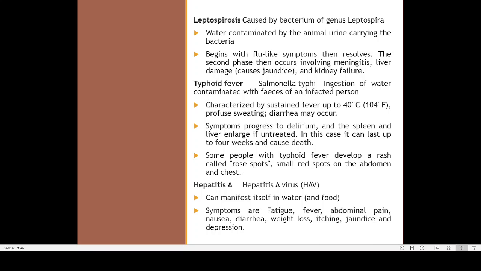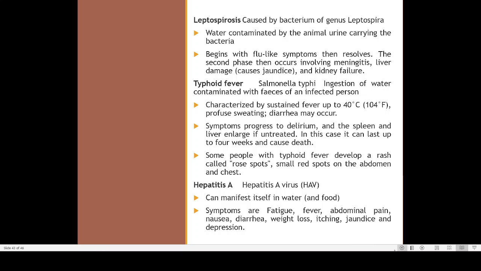Now here you can see it is spreading by direct contact, infected food and sewage contamination. And these are the problems. There will be jaundice, nausea, and abdominal pain. These are some of the complications of hepatitis A. Most of the time it enters your body through contaminated water.